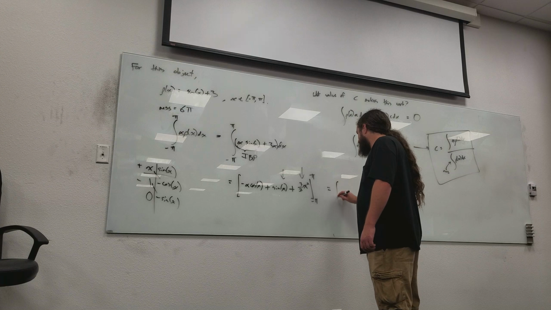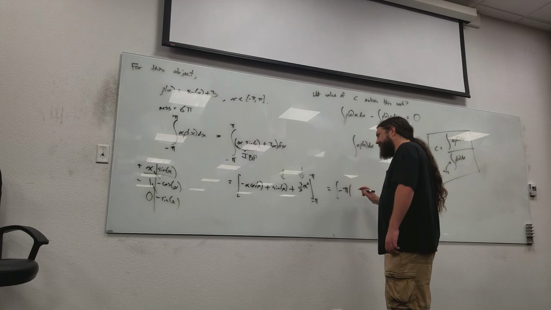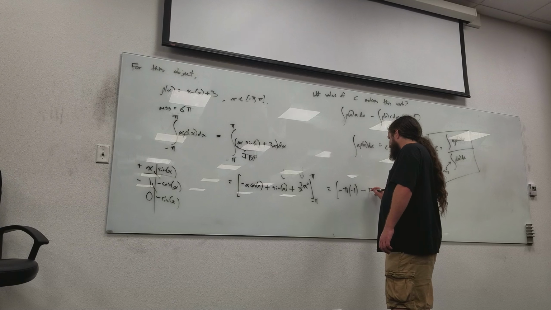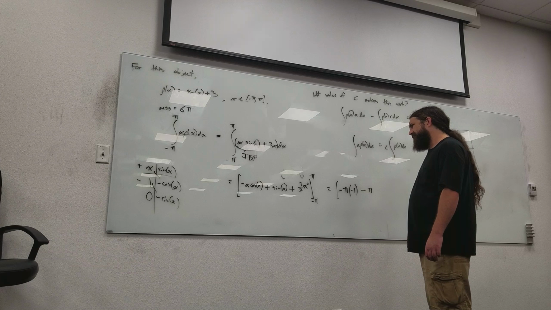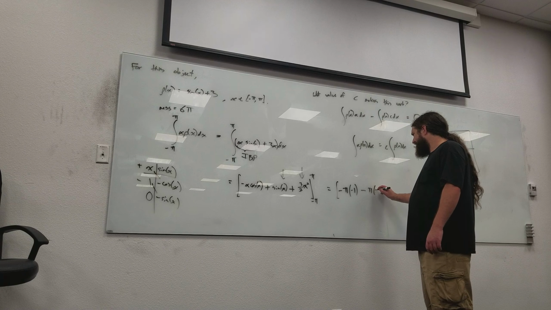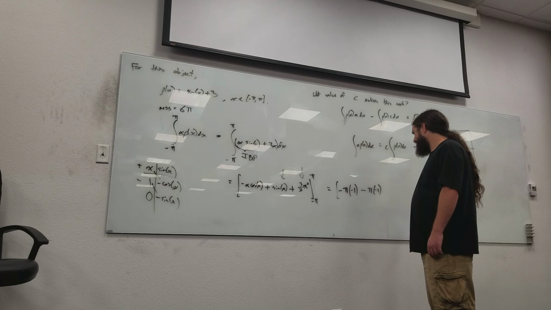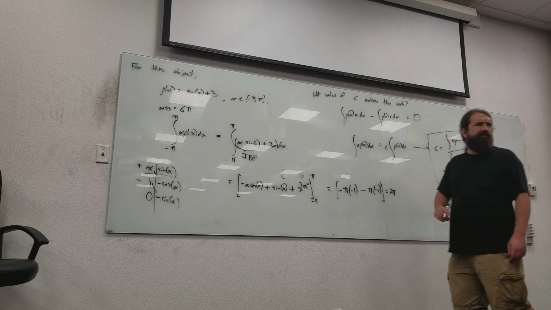So this should be negative pi times cosine of pi, which is negative 1, minus pi times cosine of negative pi, which is negative 1. Okay, so 2 pi, is that right? It better not cancel, I don't think it's 0. Yeah, okay. So this is 2 pi. All right, so where's my center of mass going to be?